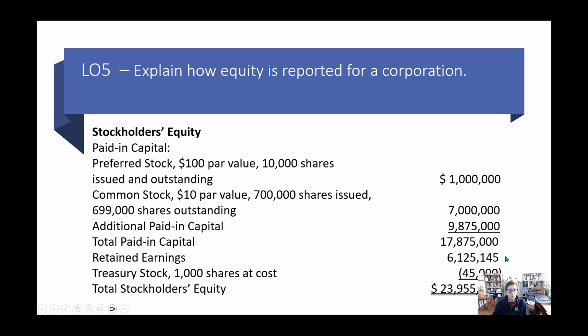Add in your retained earnings. At the very bottom, we take out our treasury stock, 1,000 shares at cost, and add all of these up and subtract your treasury, and you get total stockholders' equity.